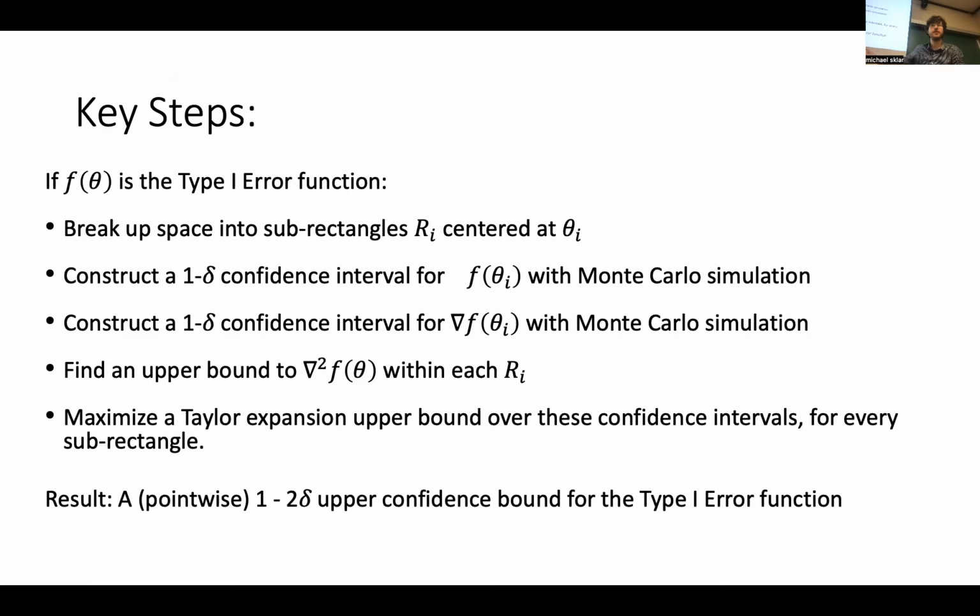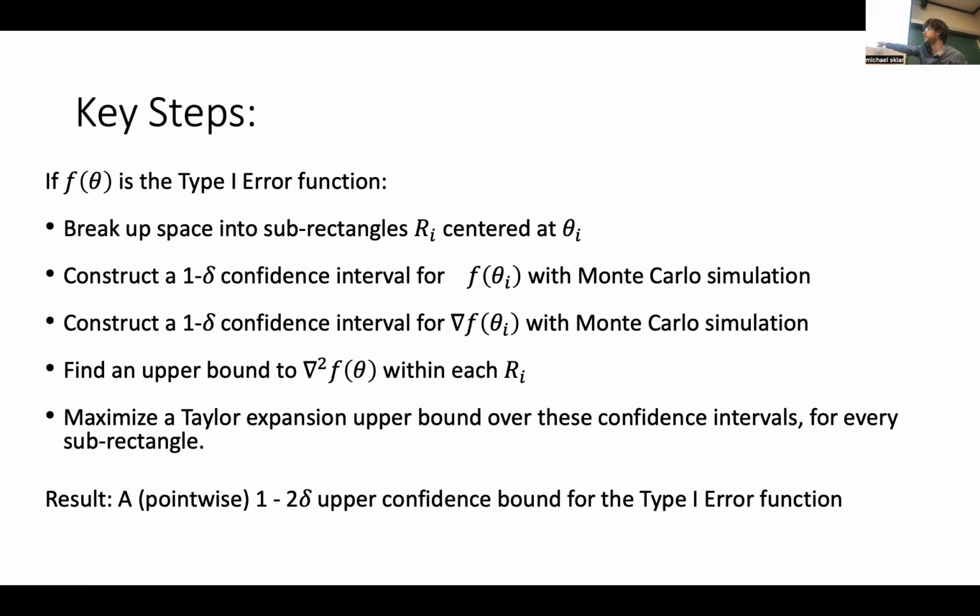So once we have these quantities, we have this confidence interval for the type 1 error at these different points in our null hypothesis space. We have a confidence interval for the gradients of those same points. We're going to want some sort of uniform bound on the second derivative within each subrectangle, and we want to maximize this over each of these rectangles individually as a subproblem.